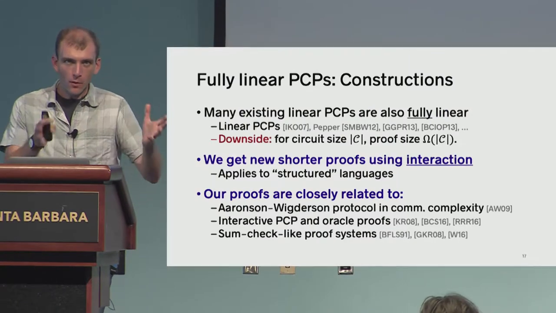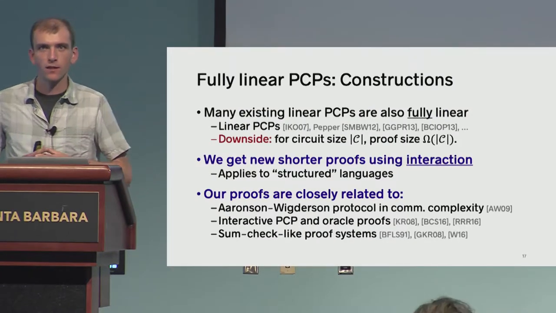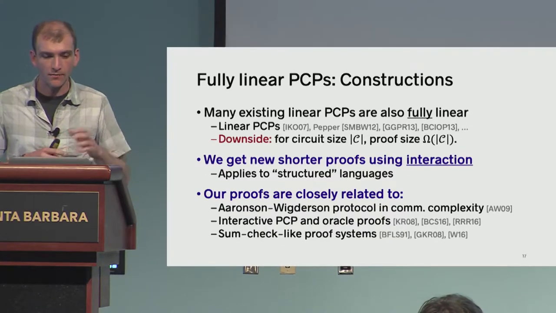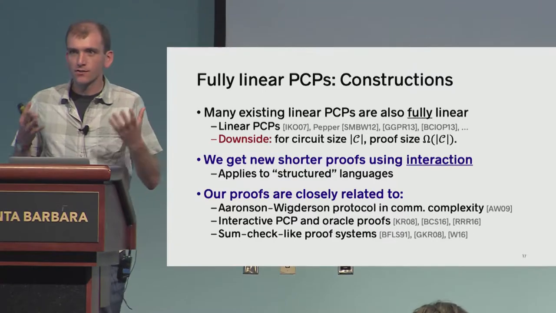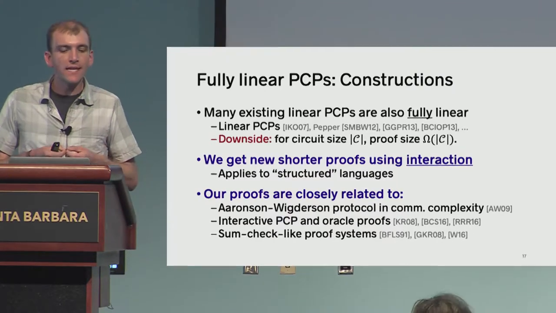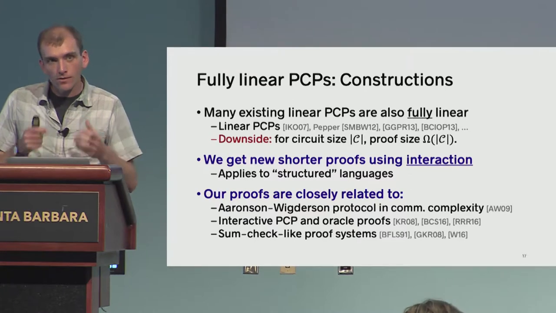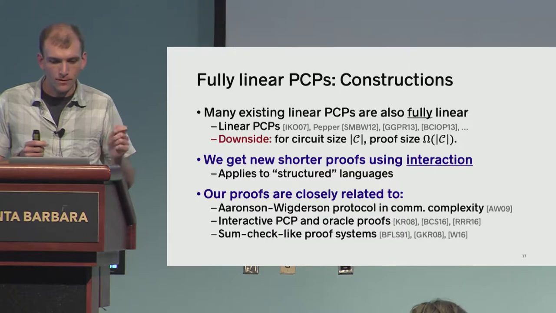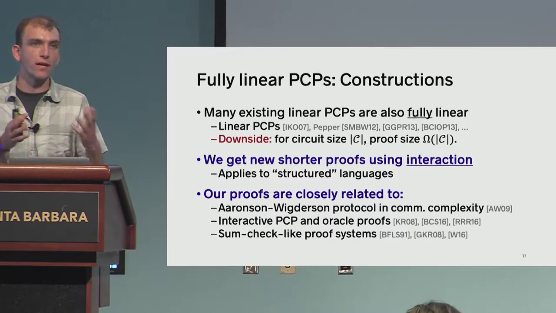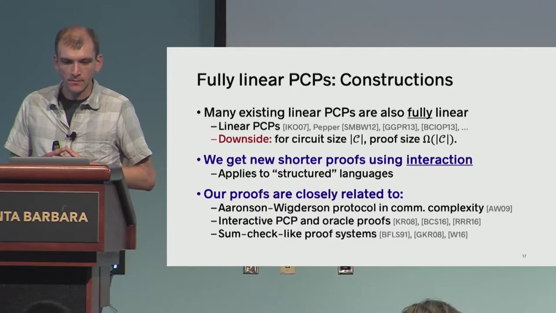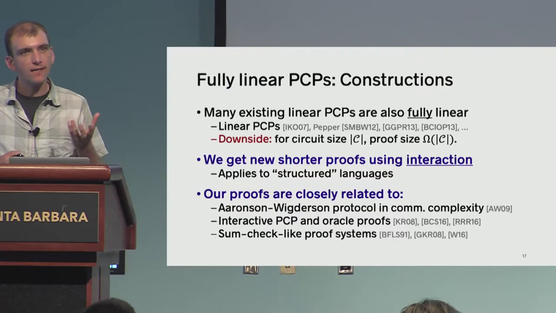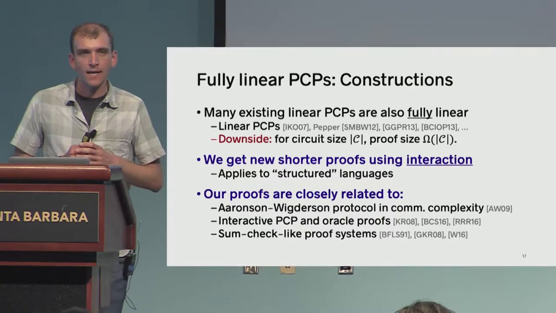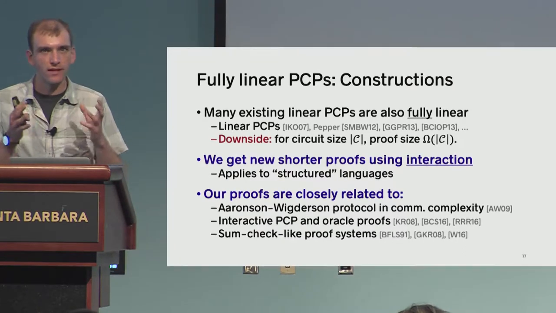So I hope I've convinced you that if you can construct such a thing called a fully linear PCP for your language, then you can use this transformation I just showed to get an efficient zero-knowledge proof on distributed data for that language. So now the question is, how do you construct these fully linear PCPs? Well, it turns out that many existing constructions of linear PCPs also satisfy this notion of full linearity, where the verifier only makes linear access to the input. So the linear PCPs that people use for cryptographic constructions already satisfy this property. But they have a limitation, which is that the size of the proof grows linearly in the size of the circuit. And in many applications, we'd like sublinear size proofs.